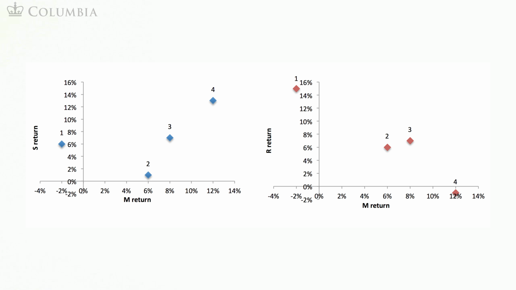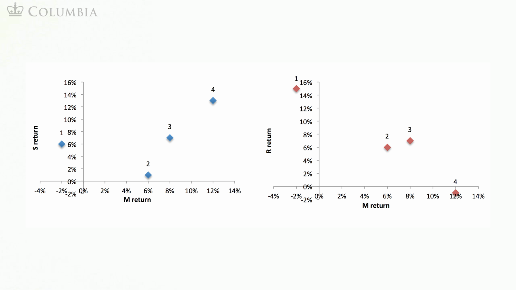But why does asset R contribute less to overall portfolio volatility than asset S? Look at these two graphs. In them, the x-axis is the return of asset M. And in the y-axis, I have the return of asset S, the left graph, or R in the right graph. Each point in the graph corresponds to one state of the economy. For example, on the graph on the left, the point labeled 2 tells us that in the state 2, the return on asset M is 6% and the return on asset S is 1%.